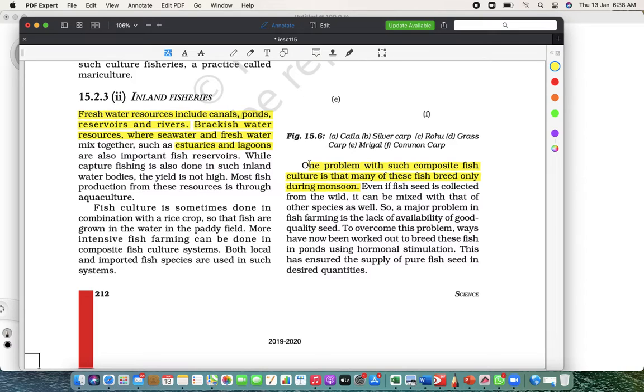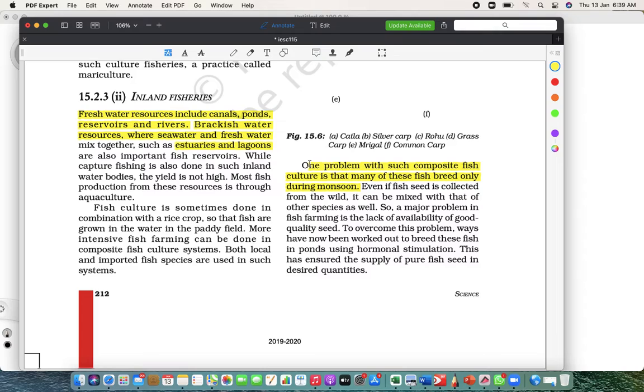See, in seawater, what happens is they have crossbreeding. Seeding is when the fish lay eggs during a certain period of time only. For example, in monsoon or before monsoon or after monsoon somewhere. But in inland fishing, you will not get good seeds, right? We will not get good seeds.